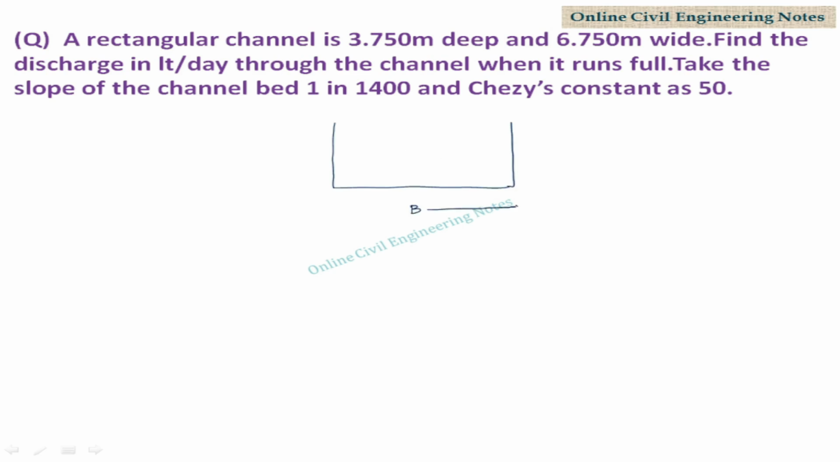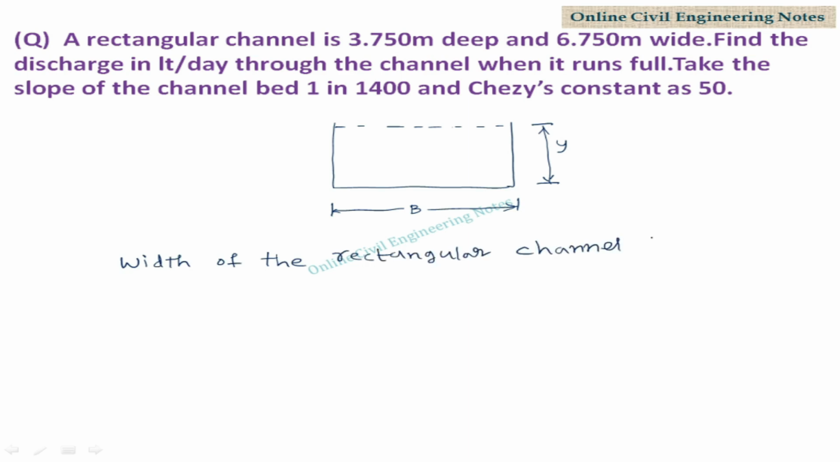This is the bed width of the rectangular channel, capital B. This is the hydraulic depth, Y. In the question, the width of the channel is 6.75 meter. Depth of the rectangular channel is 3.75 meter.